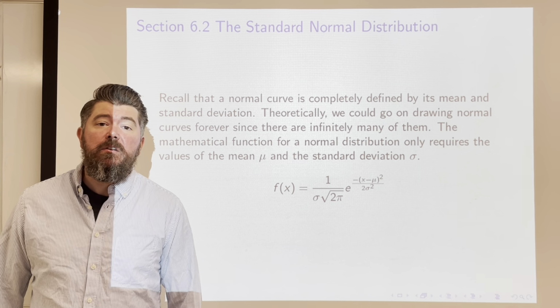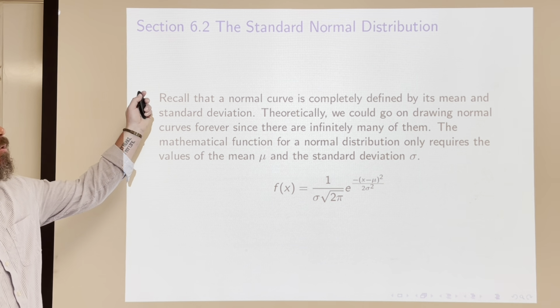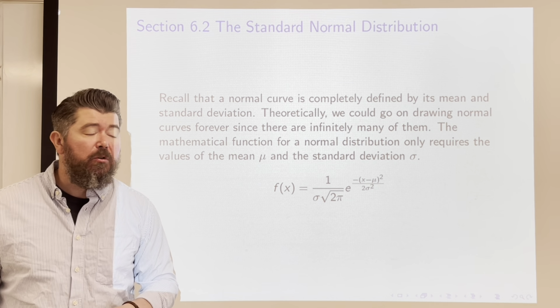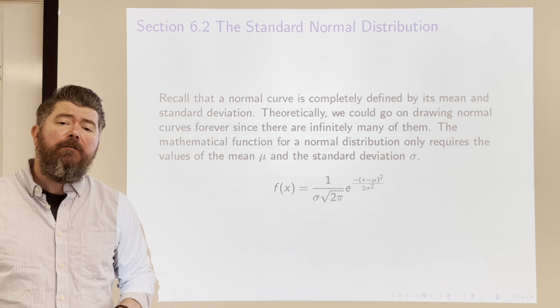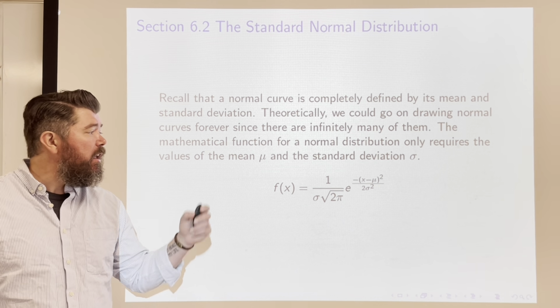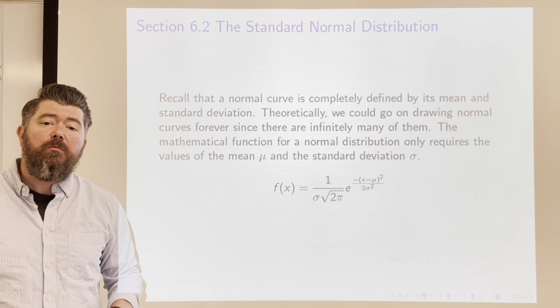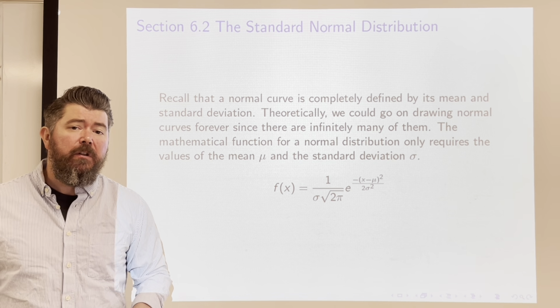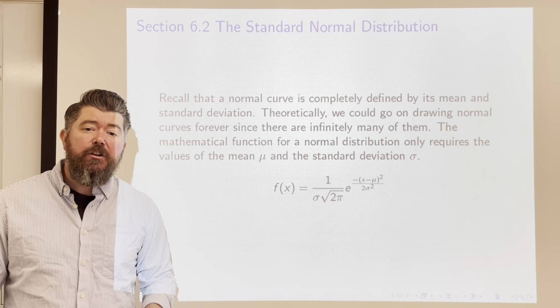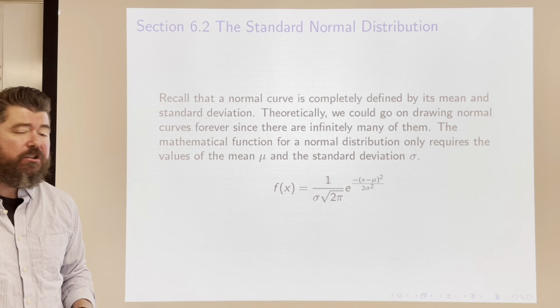Good morning, class. We'll now discuss section 6.2, the standard normal distribution. So recall from last class that we ended stating that the probability of a continuous random variable is equivalent to the area under the curve of the density function.